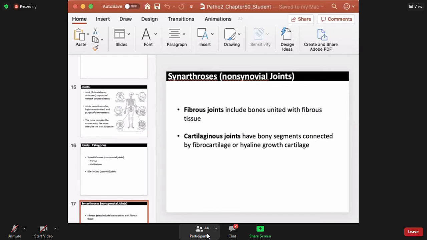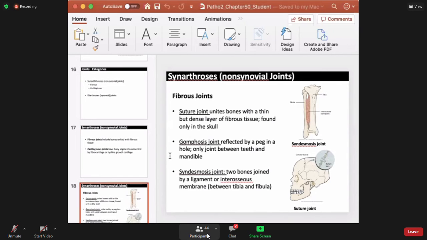Your fibrous joints are joints that are united with fibrous tissue, like the interosseous membranes between the tibia and the fibula. Remember, the fibula is not a weight-bearing bone. It's usually used for muscle attachment, right? As a result, it's attached to the tibia, grounding it, through these interosseous membranes. And then you have your cartilaginous joints, which are connected through either fibrocartilage or hyaline cartilage.